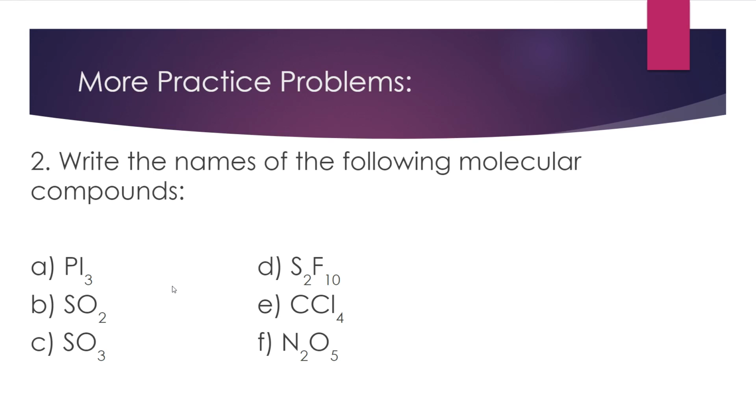You're also going to test yourself on this. Write the names of the following molecular compounds. So now you're going to take the binary version right here, and write it out in its name form: PI3, SO2, SO3, S2F10, CCl4, N2O5. So take that piece of paper, write it on there, okay? And I want you to pause the video, and then after you can check your answers.